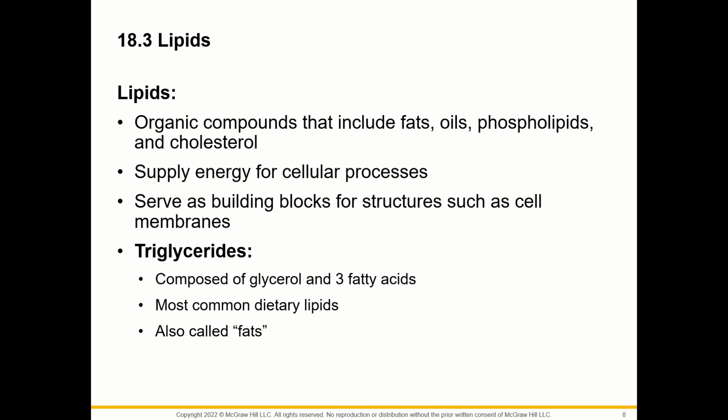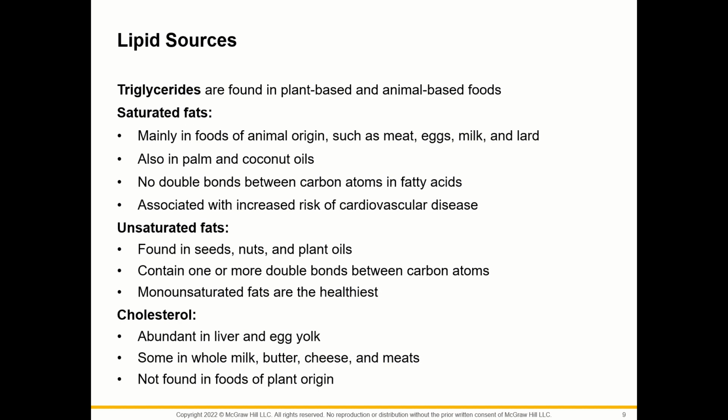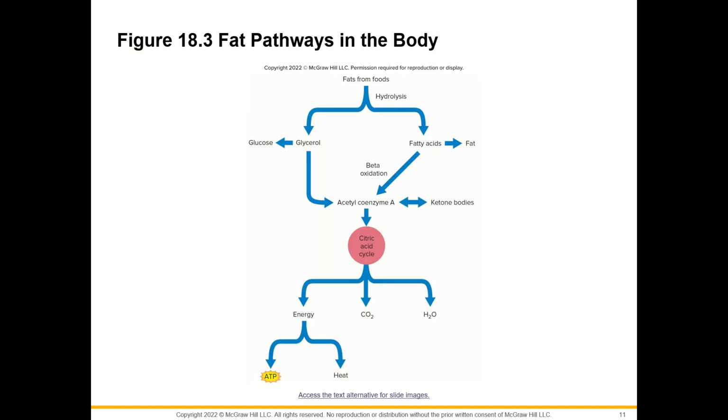And so these can be saturated or unsaturated when you hear that term in your diet. Saturated fats are mainly in foods of animal origin, such as meat, eggs, milk, and lard. They're also found in palm and coconut oils. What makes them saturated is there are no double bonds between the carbon atoms in the fatty acids. This causes them to have a straight line.